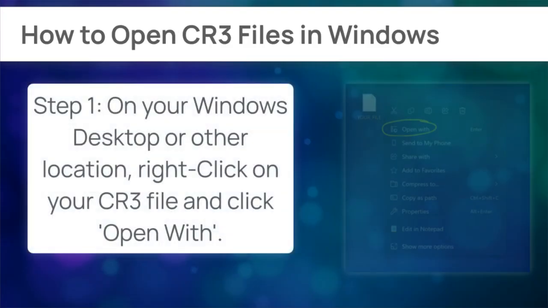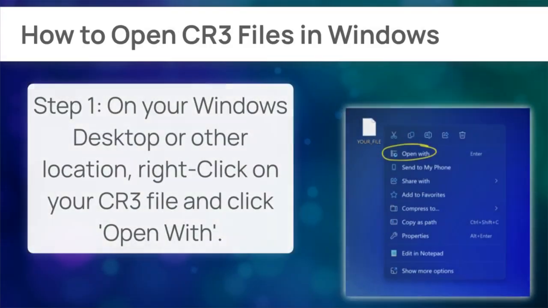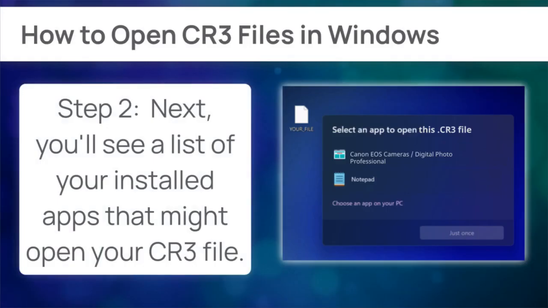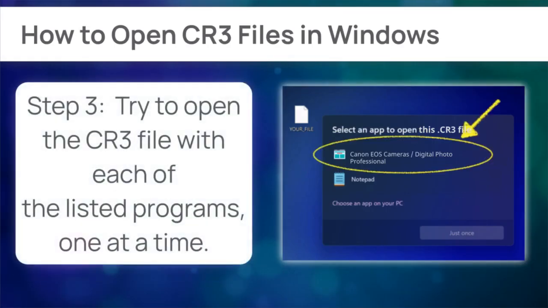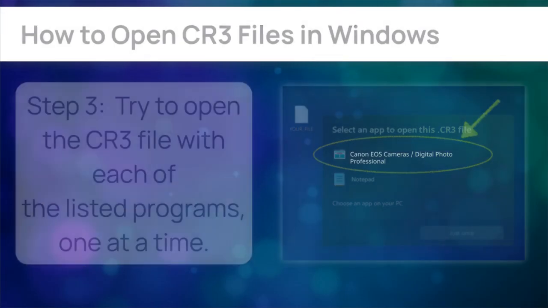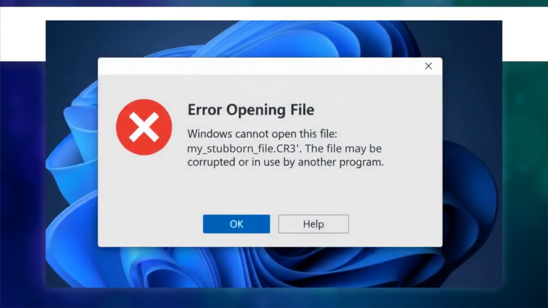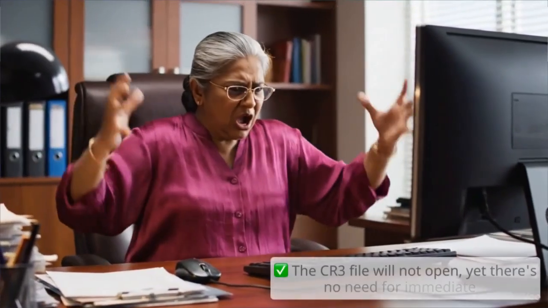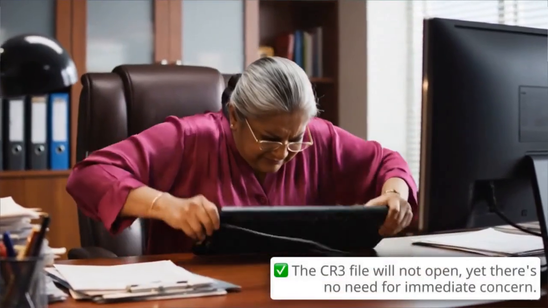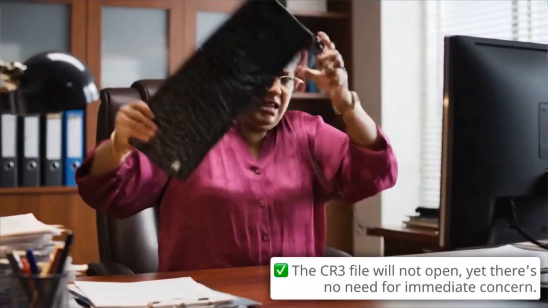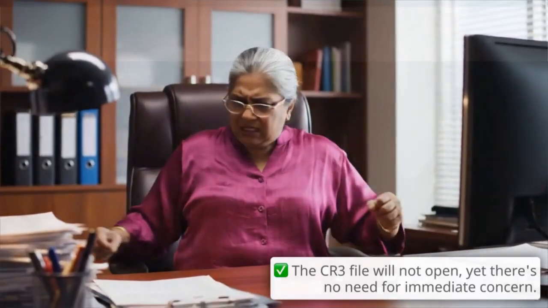Open the context menu by right-clicking the CR3 file and selecting Open With. Start your test with Canon EOS cameras, Digital Photo Professional if it shows up. If not, don't hesitate to try several other programs on your list. If the CR3 file still will not open, there is no need to stress. The system isn't broken. The file is simply misunderstood. Here are the most common technical causes for this CR3 error before we apply the universal fix.